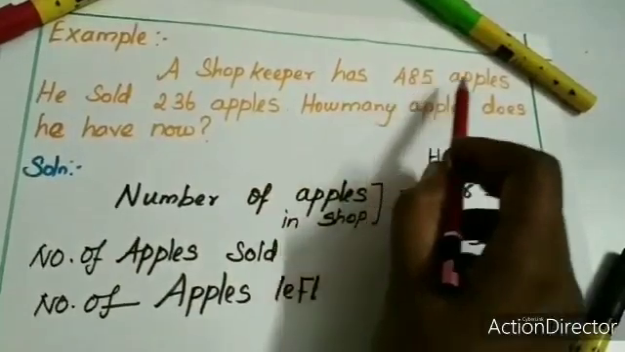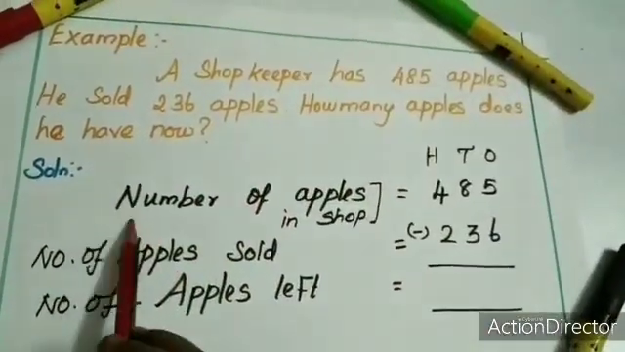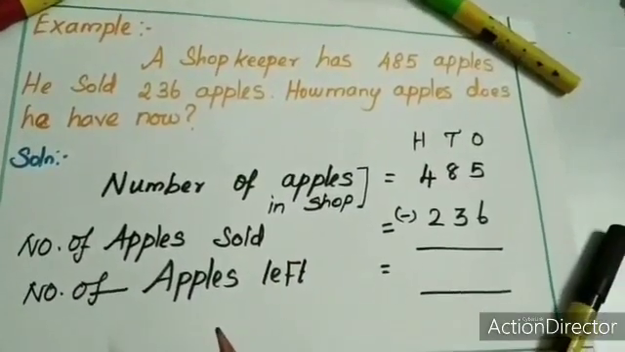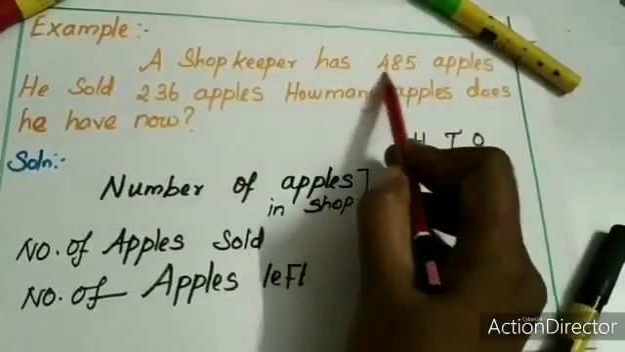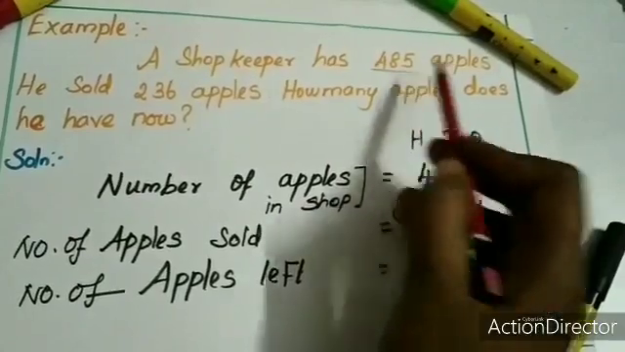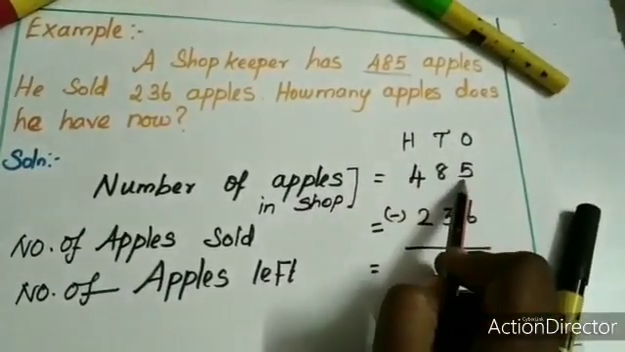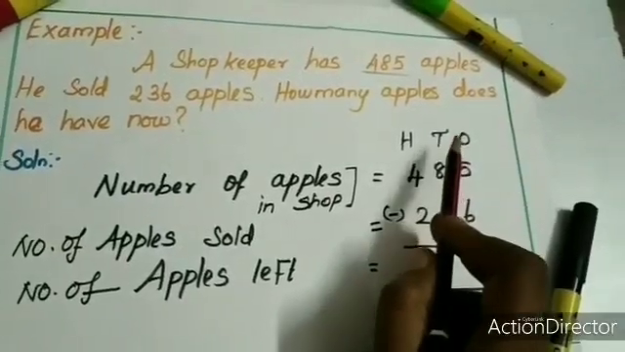Shopkeeper has 485 apples. That means number of apples in shop. How many number of apples in shop? Tell me, children. Yes, 485 apples. 4 in the hundreds place, 8 in the tens place, 5 is in the ones place.